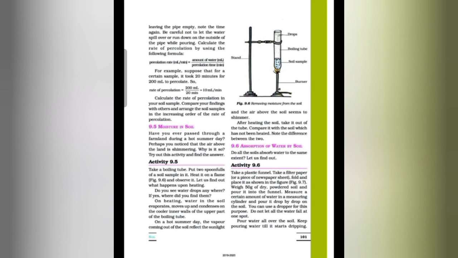Do you see water drops anywhere? If yes, where did you find them? On heating, water in the soil evaporates, moves up, and condenses on the cooler inner walls of the upper part of the boiling tube, as you can observe in figure 9.6.